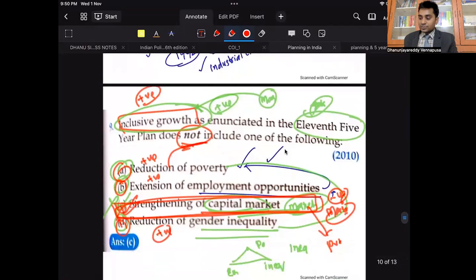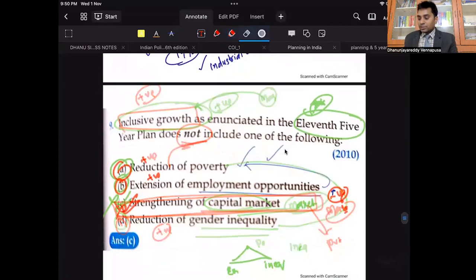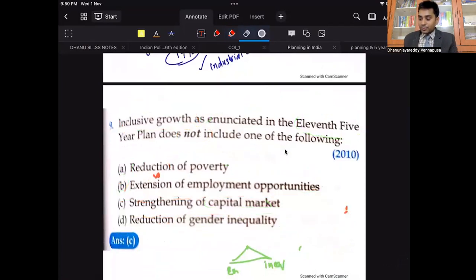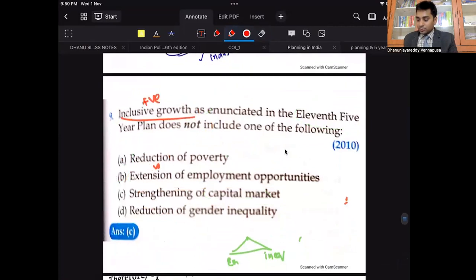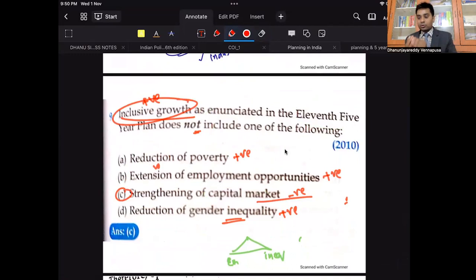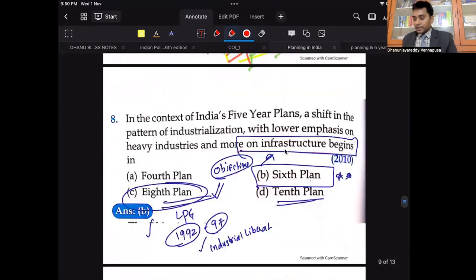What do I mean by question speaking positively and negatively? Look at this. Inclusive growth question is a positive question. Hence, you have to look at positive options. Reduction of poverty is positive. Extension of employment opportunities is positive. Reduction of gender inequality is positive. So these three things are positive. Strengthening capital market is negative. They are asking not. So very simple to get, even though if you don't know. So look at the statements. Positive statements, positive connotation. Negative statements, negative connotation. Then you can get in the context.